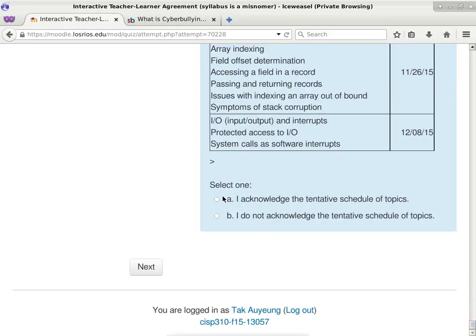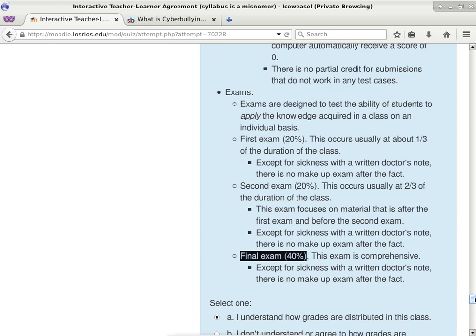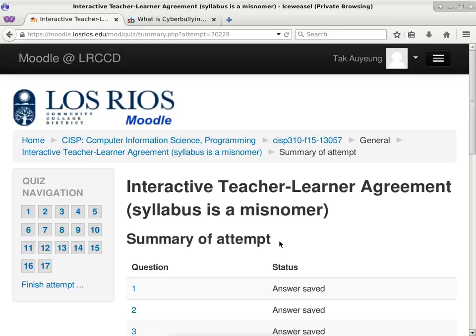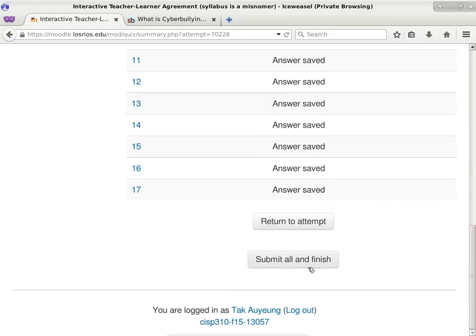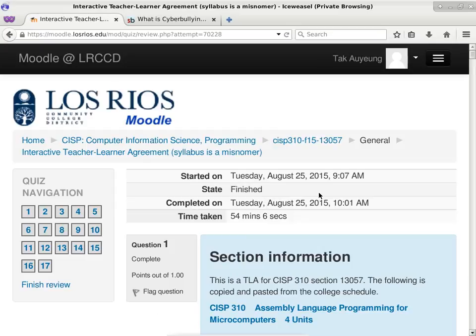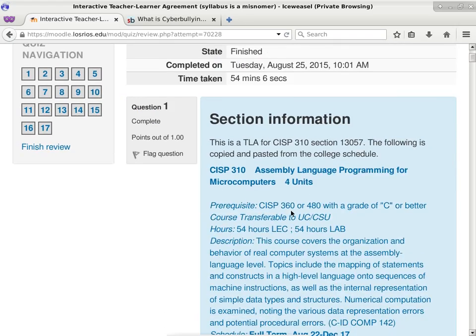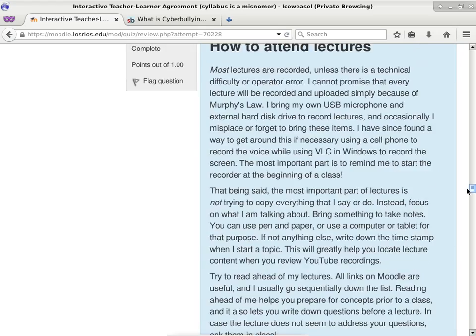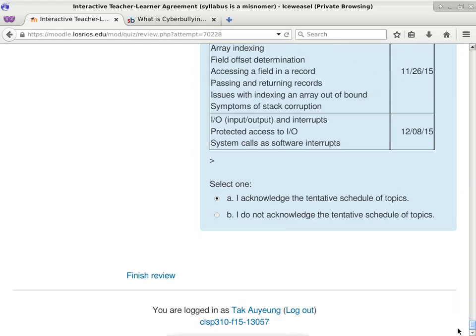So what you need to do is to participate in the activity. Make sure that you click the right choice for each one, and then click next. Okay, and submit all and finish. If you misclick one, don't worry. I'm not going to drop you. You just have to take the assessment again. So in this case, I think I got 100%. Let me see. Does it say finish review?